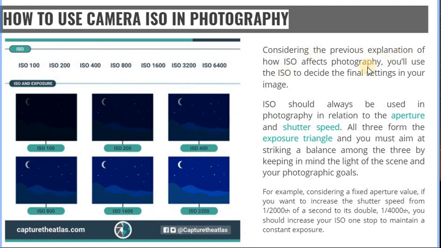So, considering the previous explanation of how ISO affects photography, you'll use the ISO to decide the final settings in your image. ISO should always be used in relation to the aperture and our shutter speed. Kaya nga meron tayong exposure triangle. For example, considering a fixed aperture value, if you wanted to increase the shutter speed from 1/2000 of a second to 1/4000 of a second, you should increase your ISO one stop to maintain a constant exposure.